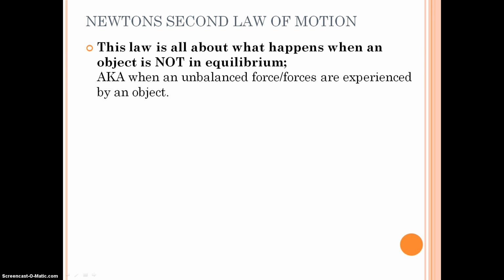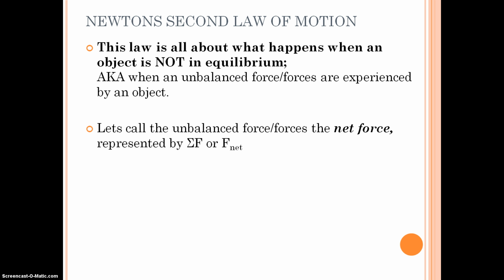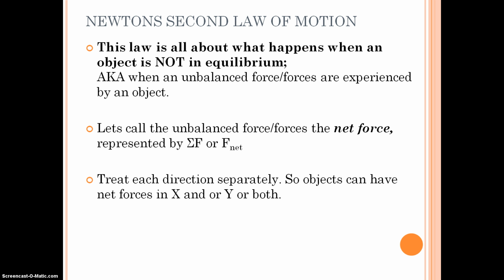This law is all about what happens when you're not in equilibrium, which means that there is an unbalanced force or forces at work on the object. Let's call this amount of unbalance the net force, which I can show through two different symbols. Sigma F or F net, your choice. And treat each direction separately. You could actually have a net force in the x and not in the y, or a net force in the y and not in the x, or a net force in both x and y.